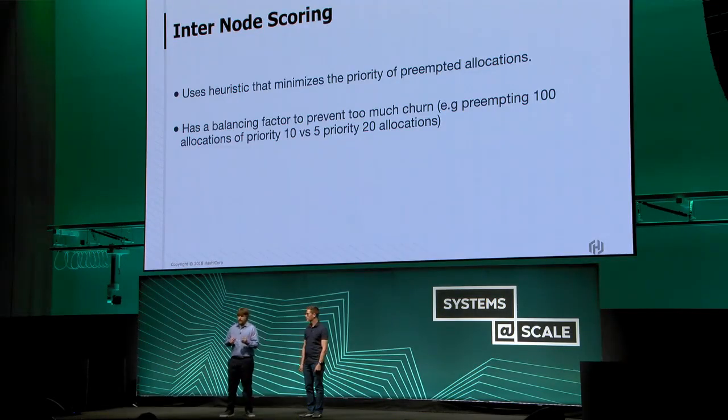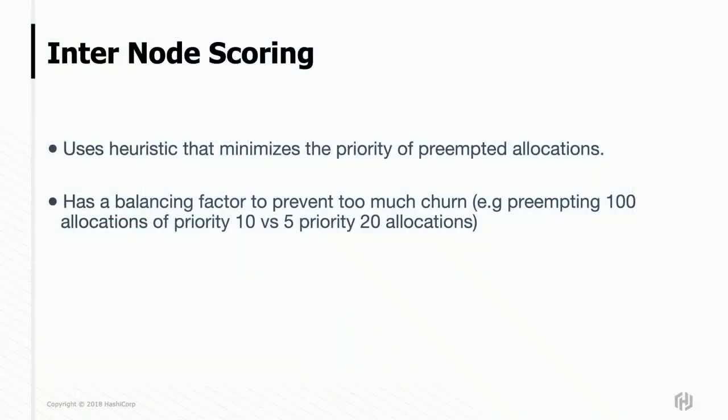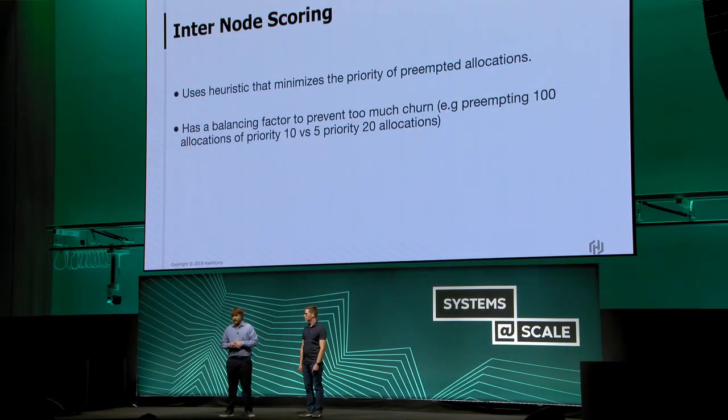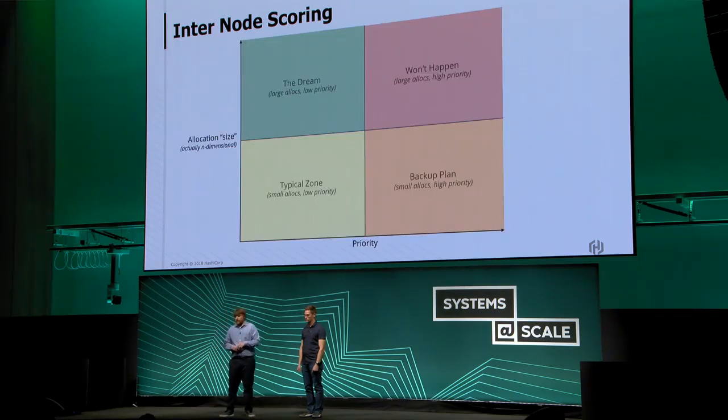And to do that, we do two things. We use a heuristic that minimizes the priority of preempted allocations on a node. So we want to prefer nodes that have lower priority allocations running. But there's a catch here. What we don't want to end up doing is preempting 100 allocations that are priority 10, when if we just had another node, we could preempt 5 allocations that are just a little bit higher priority. So we want to balance this score, boost it, or give it a penalty depending on the size of the allocations running. So what we end up with is 4 quadrants, something like this.